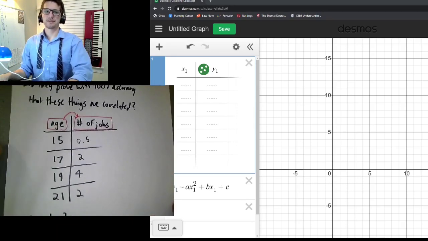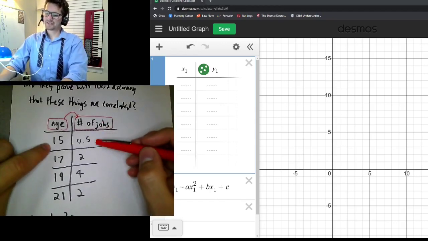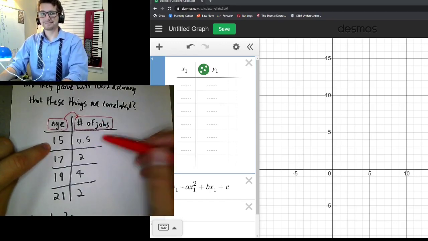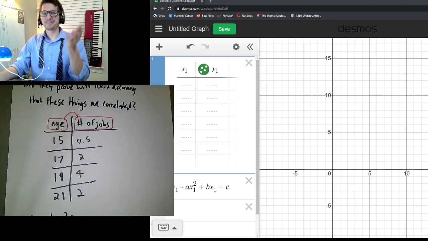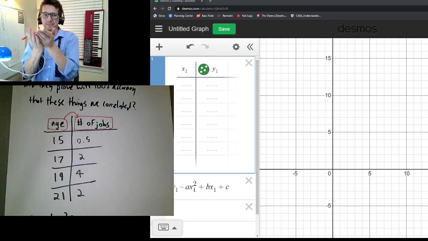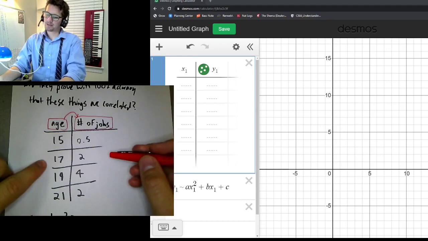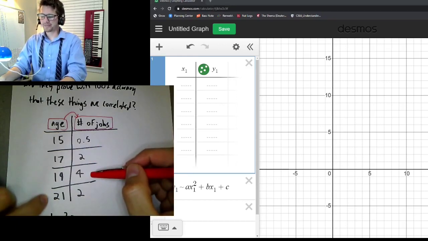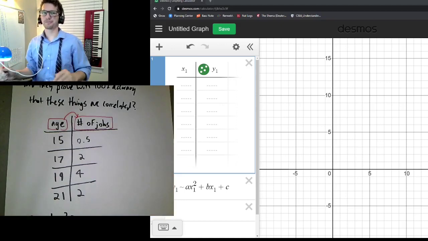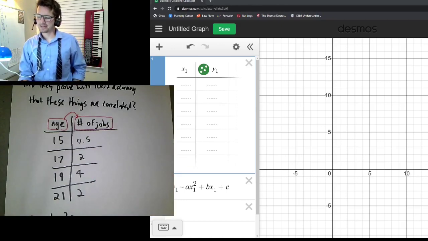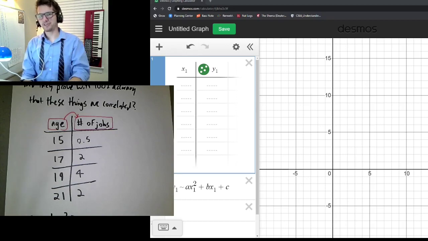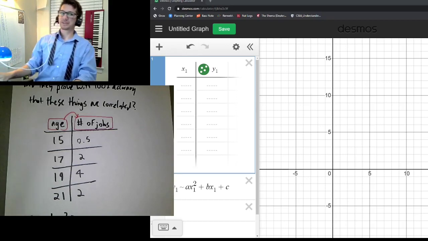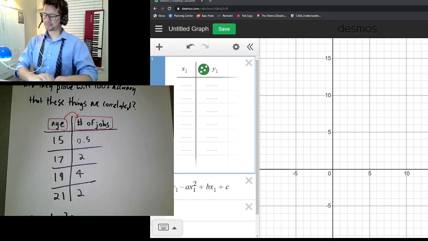Let's see. The data they collected, they found that when you're 15, on average you have half a job. So in other words, most people had 0, some people had 1, in the middle you had half. By the time you're 17, you usually have 2 jobs. By the time you're 19, you have 4. By the time you're 21, you have 2. These are averages. Does this seem very believable to you? Well, let's see what they found in their findings.